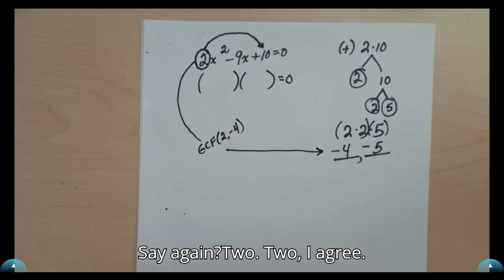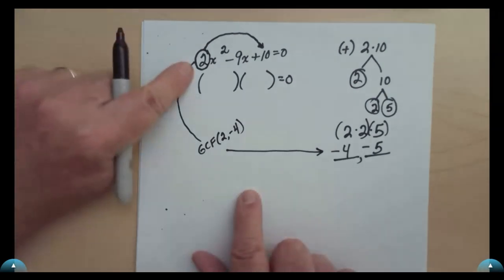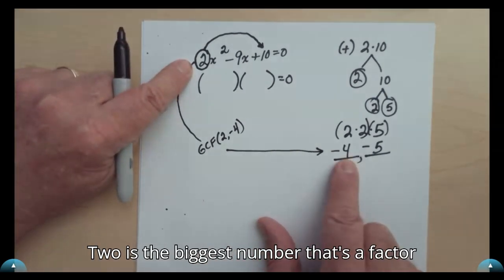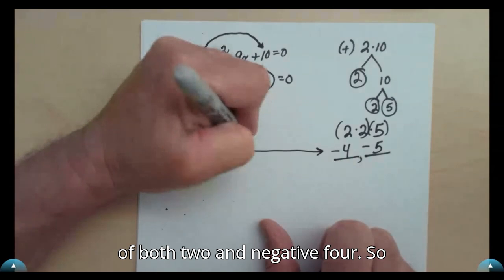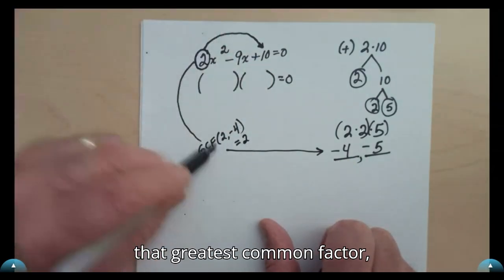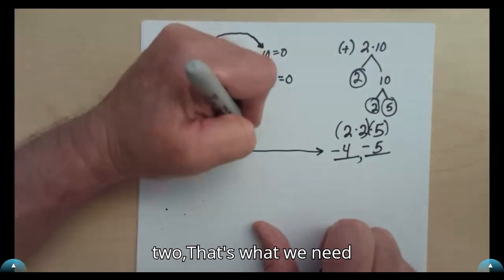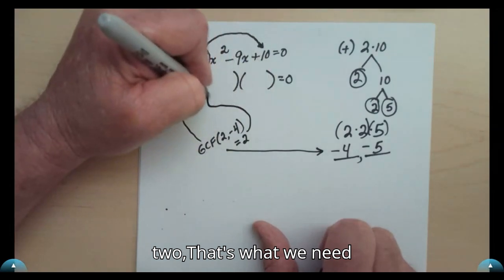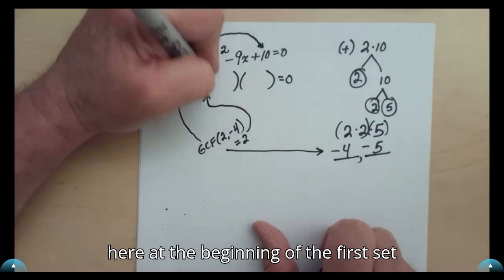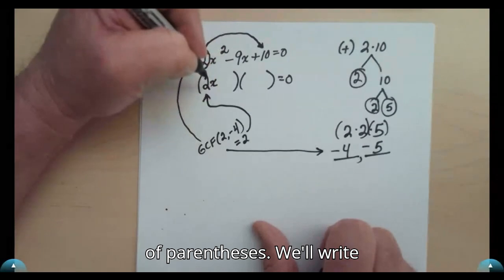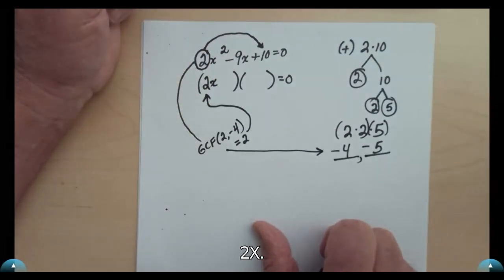Say again? 2. I agree. 2 is the biggest number that's a factor of both 2 and negative 4. So that greatest common factor, 2, that's what we need here at the beginning of the first set of parentheses. We'll write 2x.